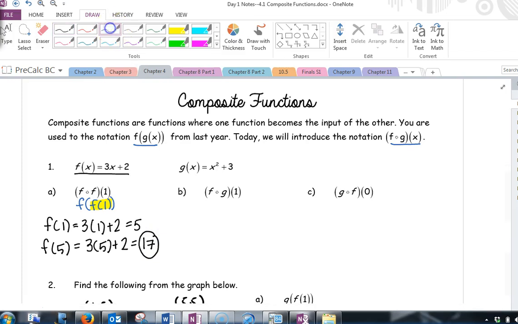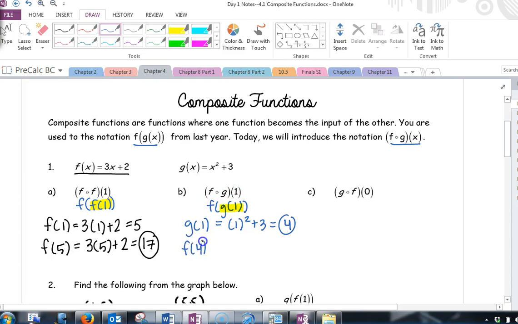Alright, we'll try this again. This is f of g of 1, that you know from last year. So we are evaluating g of 1 first. Make sure you use the right function. We're using g of x now. And plug in your 1 for x. And you should get a 4. And now we're doing f of that value, so f of 4. And again, make sure you go back to the f of x function. So you should get a 14 as your final answer.